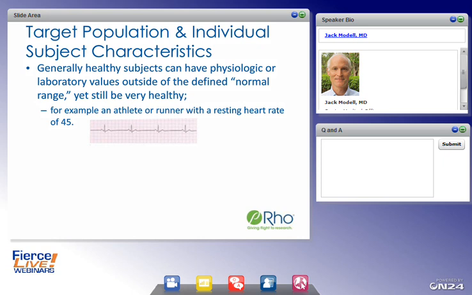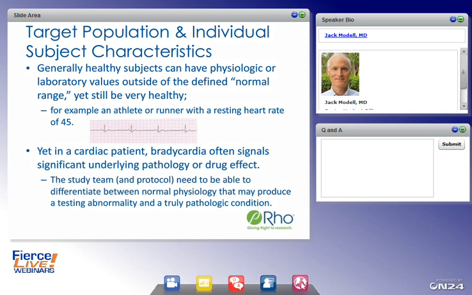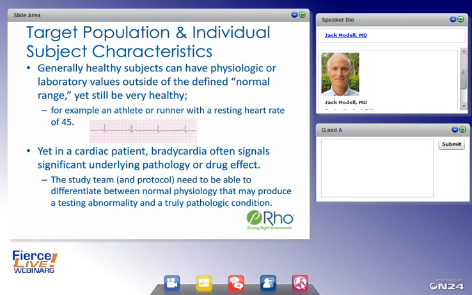But the point is, you don't want to have to get calls saying, can I include this subject? Because if the subject is healthy and that's why his or her rate is 45, there shouldn't be any problem. Conversely, if you're doing a study in cardiac patients, a sinus bradycardia often signals a significant underlying pathology or drug effect. And so that's why the team and the protocol have to differentiate between normal physiology that may produce a technical abnormality, if you will, and a truly pathologic condition. And I'll get to some examples of how you can clarify that by using very specific criteria.